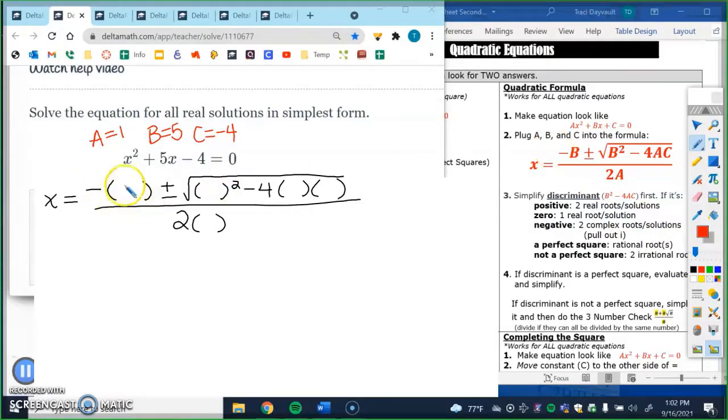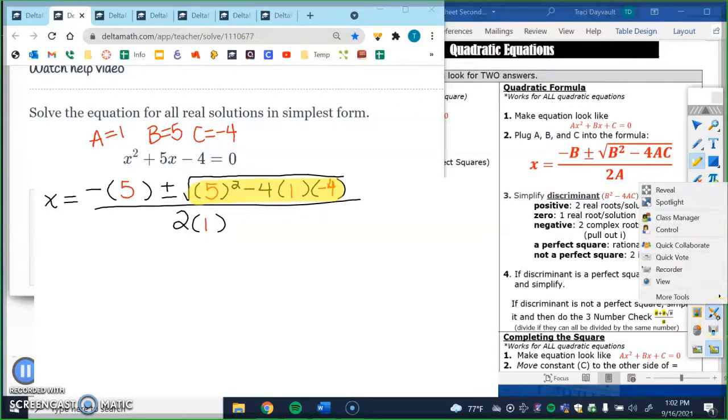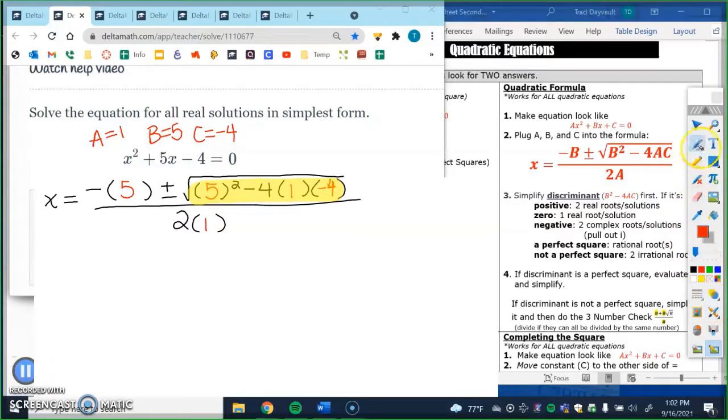I'm going to plug in a b right here. B is 5. And then b squared right here minus 4ac. That would be 1 times -4. Whoops. Divided by 2a, 2 times 1. After you plug that in, the first thing we figure out is the discriminant. That's the number under the square root. Like I said, you could just type that into the calculator, 5 squared minus 4 times 1 times -4 if you want. Or you can figure out what it equals.